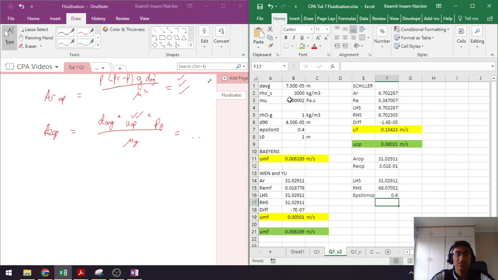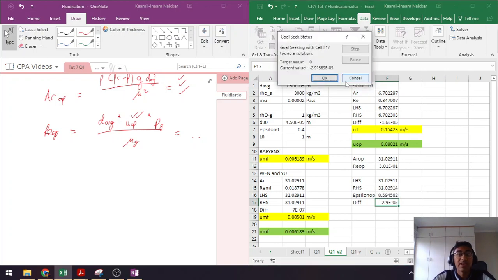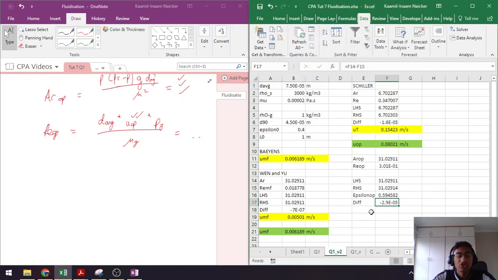But remember, we started off with 0.4 as the initial value, so we're expecting it to be something like 0.5, 0.6, 0.7. Okay, so I'm going to calculate the difference here between the left-hand side and the right-hand side. And I'm going to tell Goal Seek, in the ideal world, this difference would be 0, and that would be when I have the correct epsilon value. So please, can you vary the epsilon value such that my left-hand side equals my right-hand side? And you can see I get 0.594. So my epsilon at the operating conditions is 0.595.